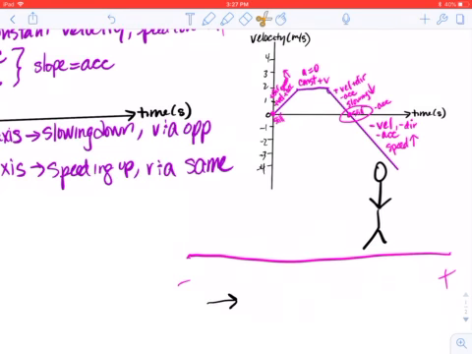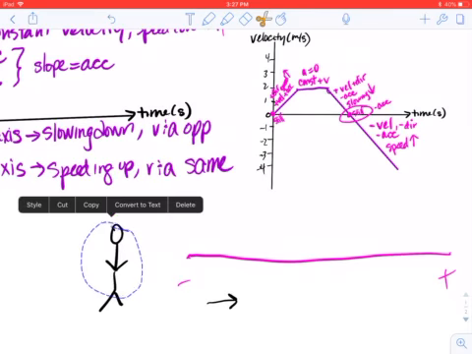He's speeding up, and then he's moving at a constant velocity in the positive direction, so he's got his speed control on. And then he keeps on moving in the positive direction, but he's going to slow down until he becomes still, and then he's going to start moving in the negative direction and speeding up, going in the negative direction.